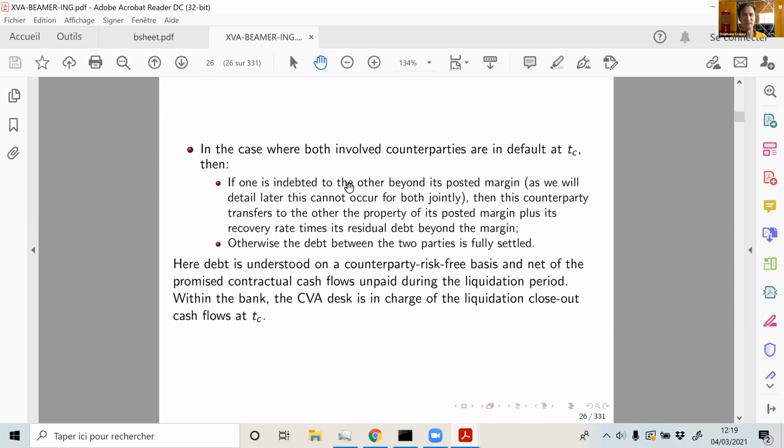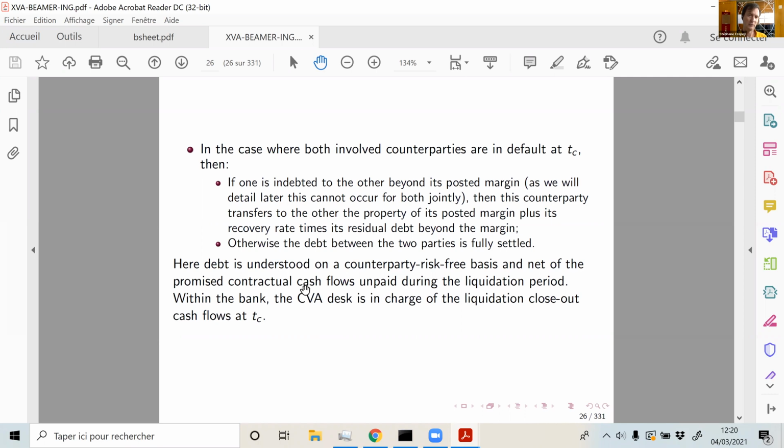If nobody is indebted to the other beyond its posted margin, then the debt between the two is fully settled using the margin. And by debt here, I mean counterparty risk-free value, and I put net, but I should have said plus all the contractual cash flows that have been unpaid, perhaps during the liquidation period. And I need to add that the entity within the bank in charge of the liquidation cash flows is the CVA desk.